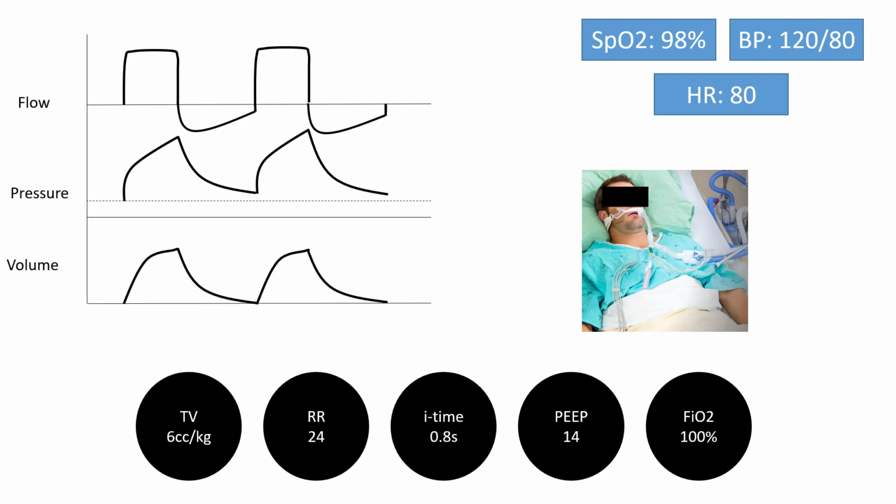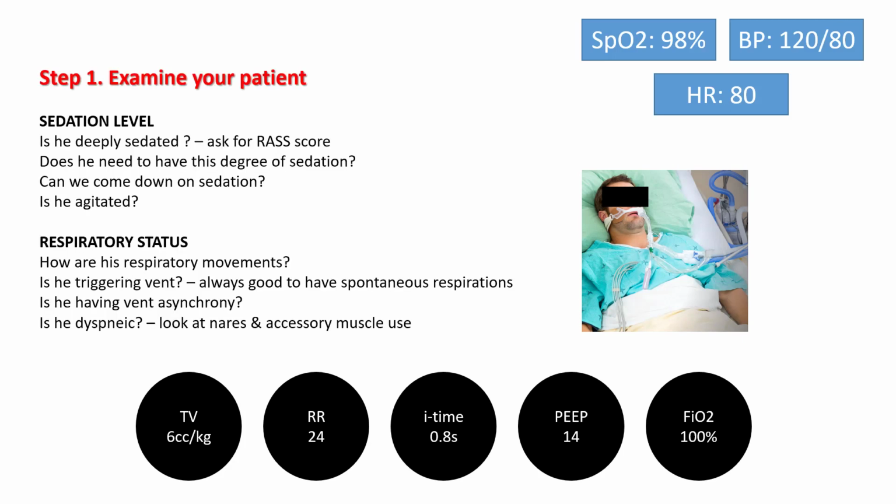So the first thing that I do is look at my patient. The most important question that I ask is, what is the sedation level? One of the things that I look at is the RASS scoring system. Does he need to have this degree of sedation for the degree of hypoxemia? And can we come down on sedation? This is one of the questions that I ask every day.